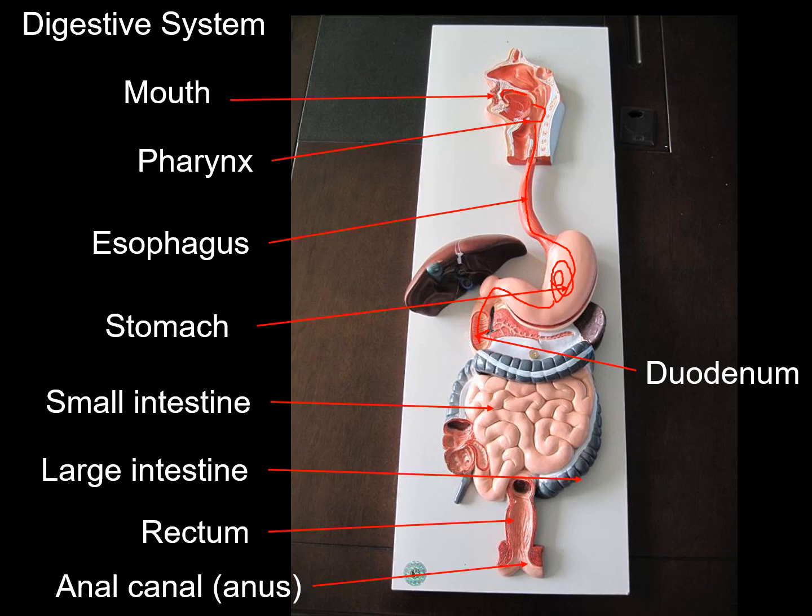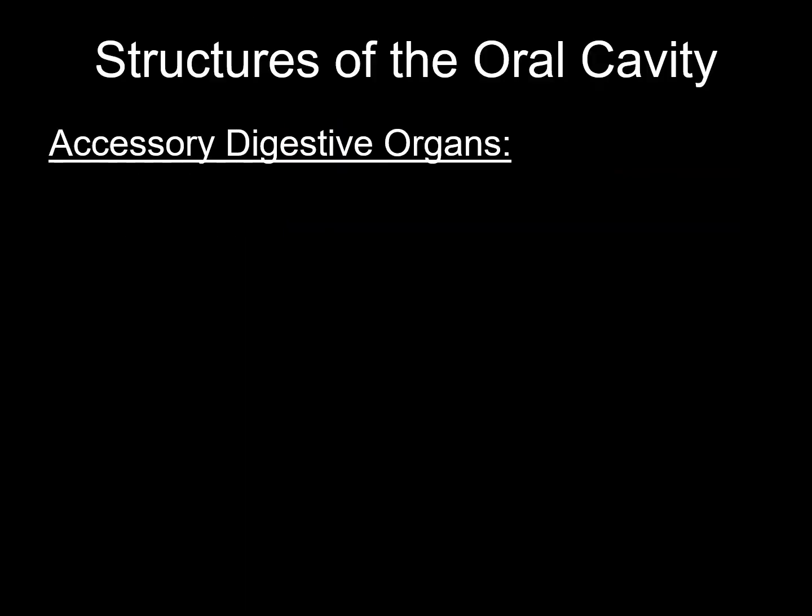Next time we're going to continue through the digestive system. We've got to get through all of the small intestine before we can finally go into the large intestine and then out the rectum and anus. Okay, so we'll finish off the digestive system next time.